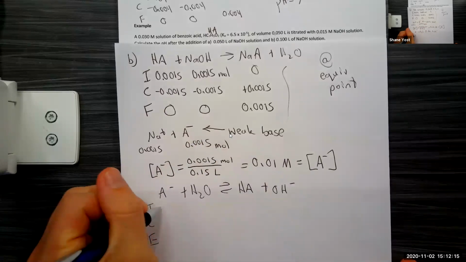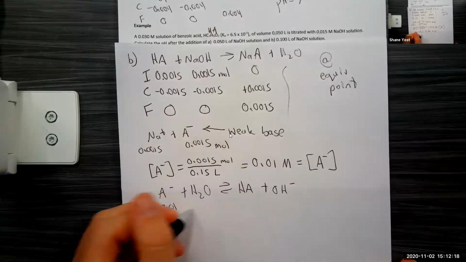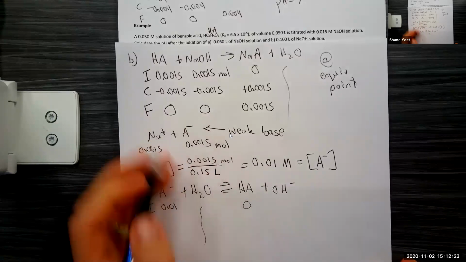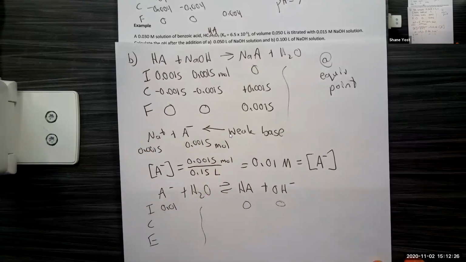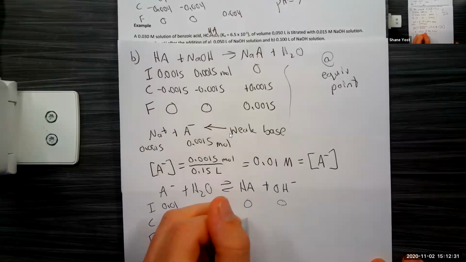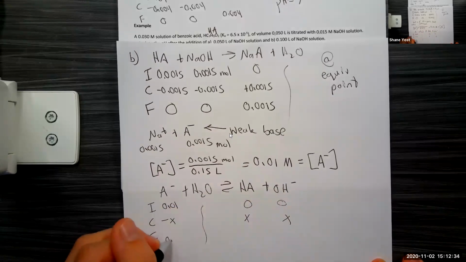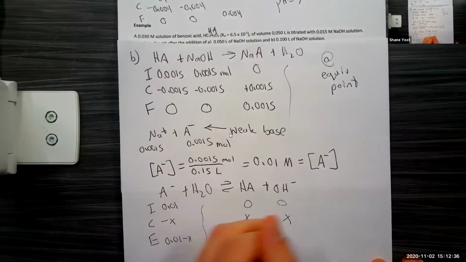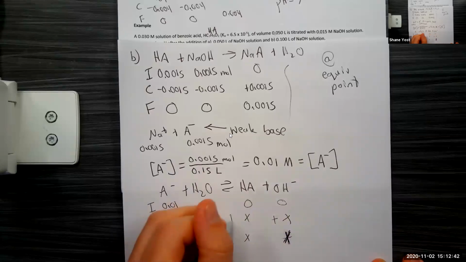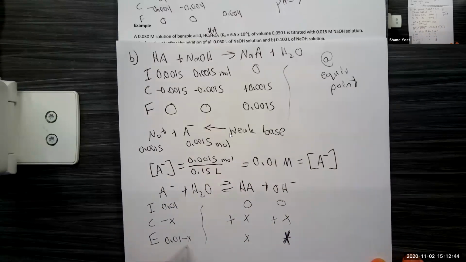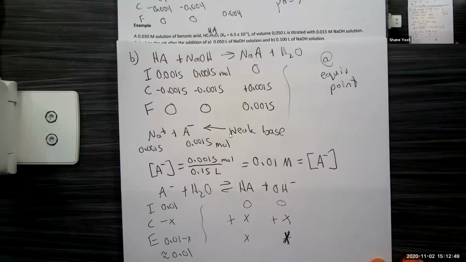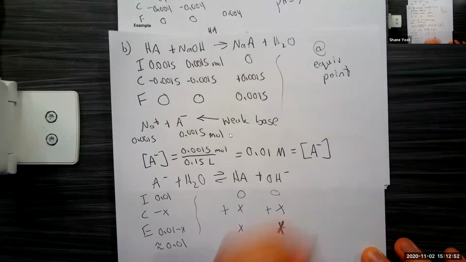And so this initial concentration is 0.01. Don't really care about water. Initial concentration of HA is 0, again. And then OH minus, none of that initially, okay? The change here, I'm going to lose some X amount here, gain some X here. It's going to be 0.01 minus X, X, and X. We're going to approximate this as just 0.01, okay? And we need to plug that into the Kb expression.